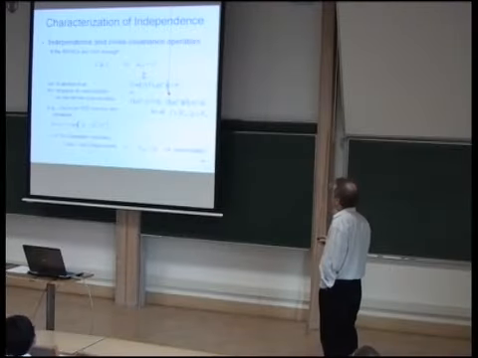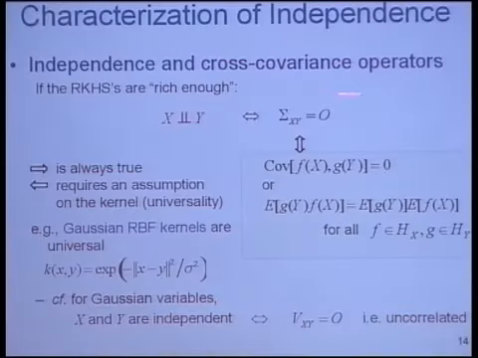Okay, so let's now talk about just independence, not conditional independence, but independence. So we're going to talk about cross-covariance operators. If these reproducing kernel Hilbert spaces are rich enough, the other terminology is probability determining, and you get a probability determining RKHS if your kernel is universal.